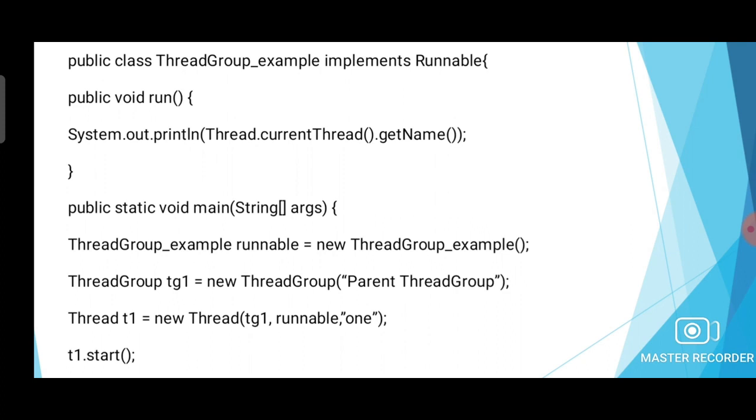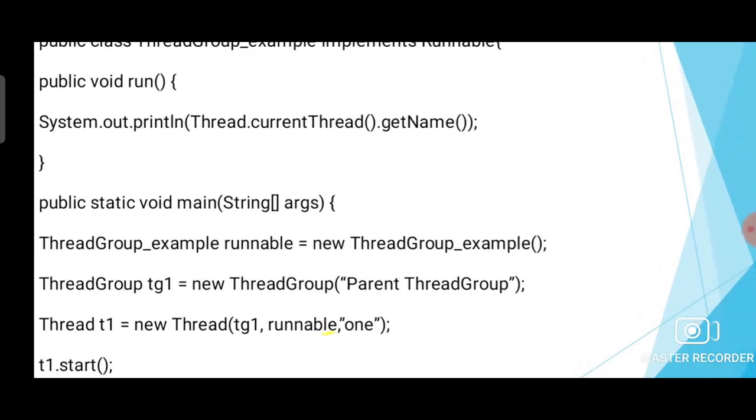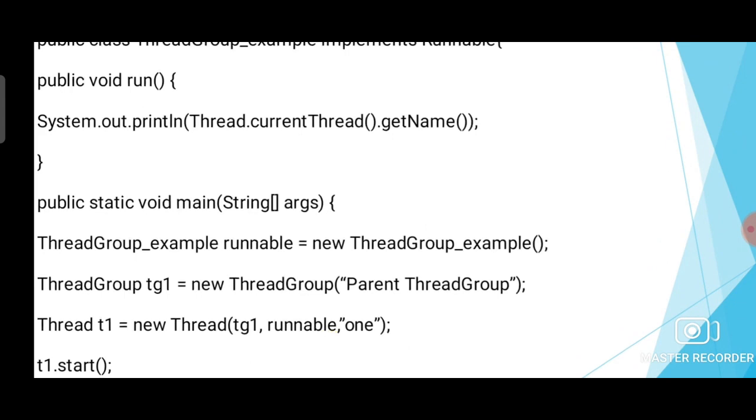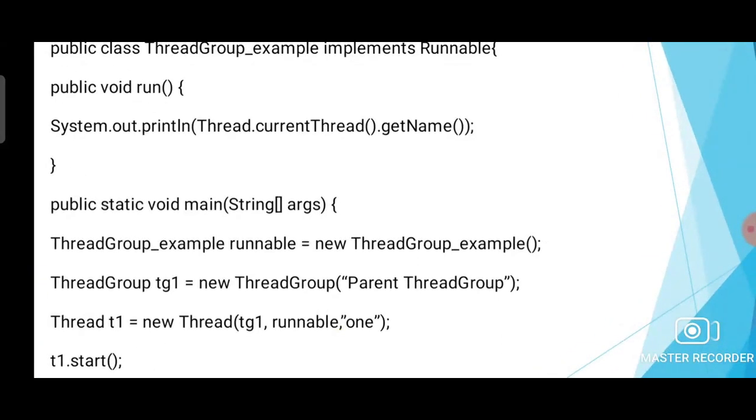Next, we are creating the individual threads. First of all, we are creating one thread. We all know we create the thread object under the class Thread. Thread is the built-in class from which we can create the threads. So first of all, we are creating one thread with the object name t1.